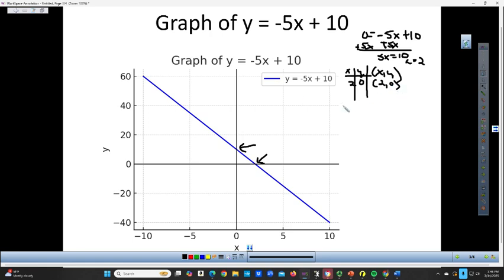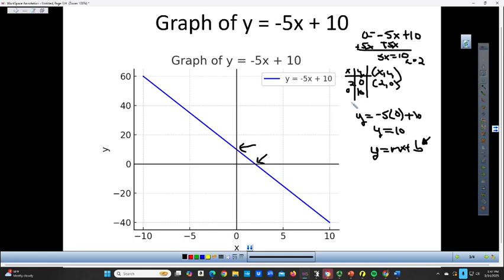Now I'm going to find my y-intercept. So now when I'm looking for my y-intercept, I make my x 0. And when an equation is in slope-intercept form, your y-intercept is always your b, right? So in the formula y equals mx plus b, as long as this is the form of the equation, where my y has a coefficient of 1, my y-intercept is always going to be whatever this value is.